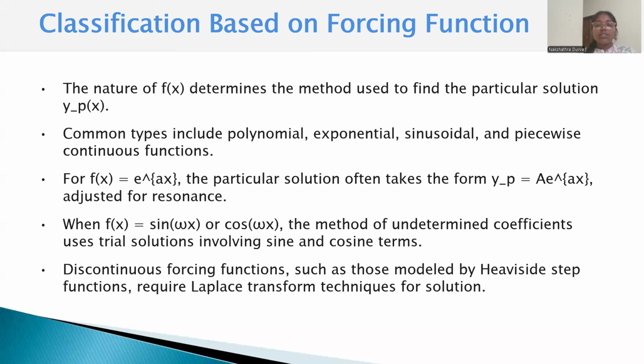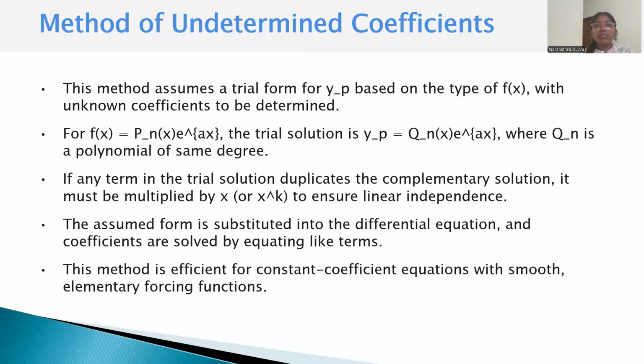Discontinuous forcing functions, such as those modeled by Heaviside step functions, require Laplace transform techniques for solution. Method of undetermined coefficients. This method assumes a trial form for y_p based on the type of f of x, with unknown coefficients to be determined. For f of x equals P_n of x e to the power ax, the trial solution is y_p equals Q_n of x e to the power ax, where Q_n is a polynomial of the same degree.